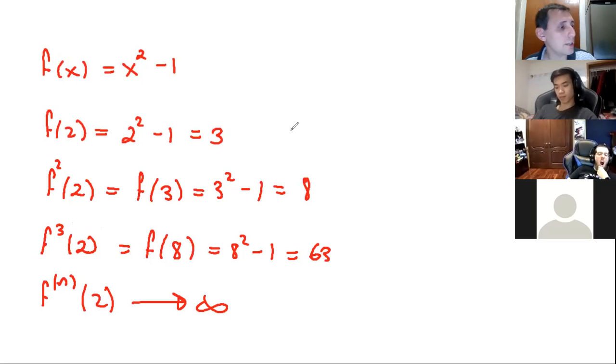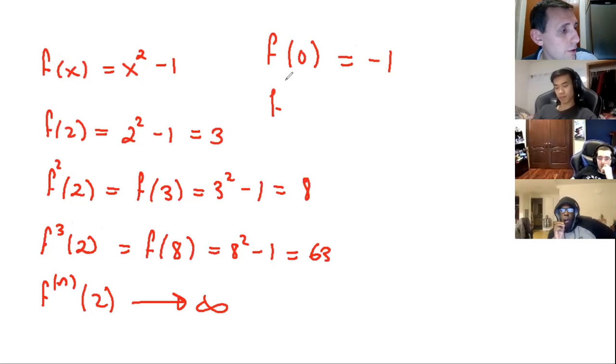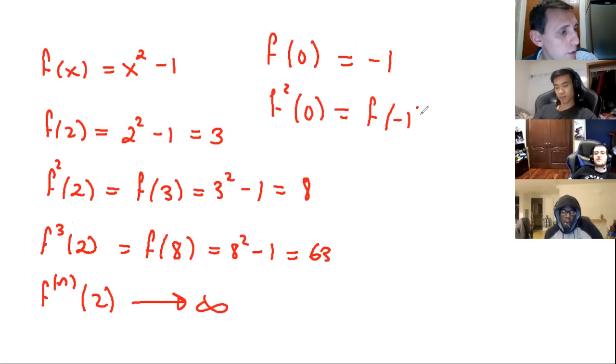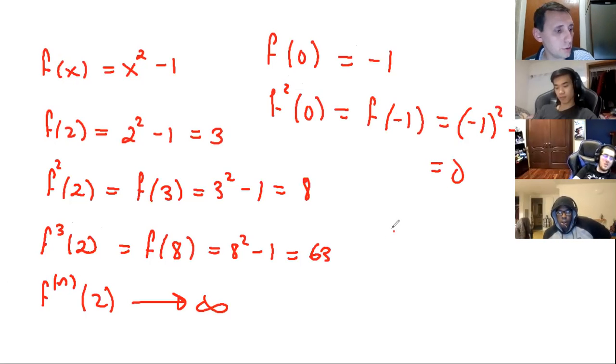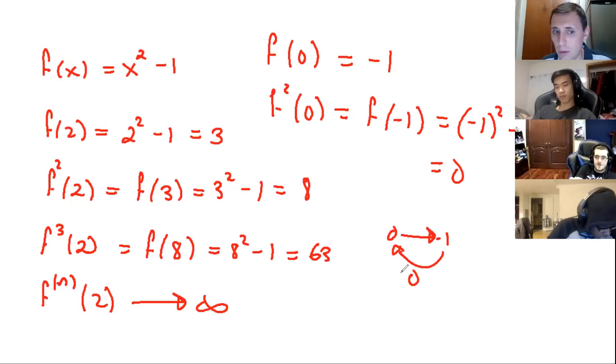Good. But on the other hand, if you take, let's say, the number 0, so f of 0 is minus 1. F of f of 0, which would be f of minus 1, will be minus 1 squared minus 1, which would be 0. So that would cycle. So you have 0 is mapped to minus 1, and minus 1 is mapped to 0. So they will be cycling, okay? They will be always cycling like this. So 0 does not escape to infinity. 2 escapes to infinity, 0 does not escape to infinity.